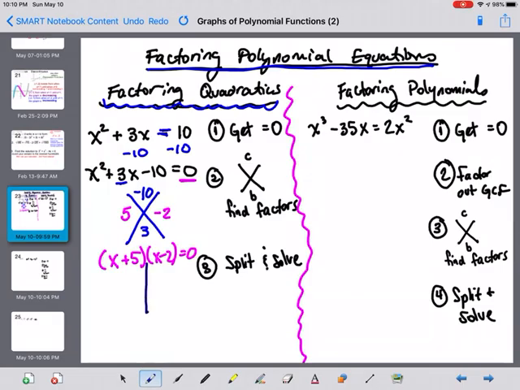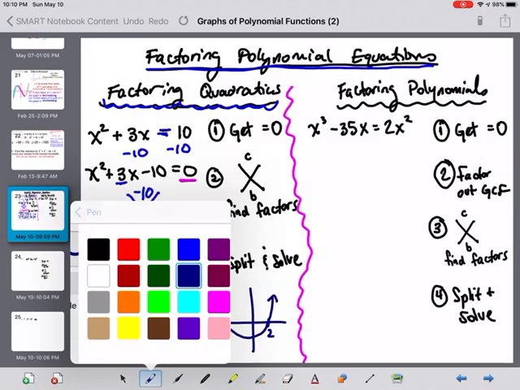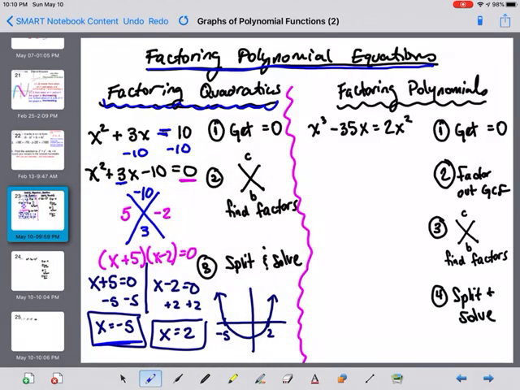Last step is we split and solve. So where the factors touch is where we split. We write x plus 5 equals 0, x minus 2 equals 0, and then we just solve each. So I subtract 5 here, x equals negative 5, and I would add 2 here, and x equals positive 2, and those would be my two roots, meaning that on a graph at negative 5 and at positive 2, the graph would go through those points, and I know it's a smile because the a is positive. So remember that these numbers, the roots that you found, always match up with the x-intercepts.